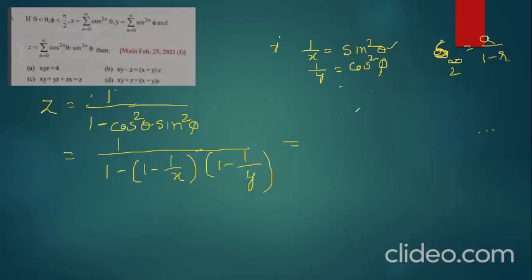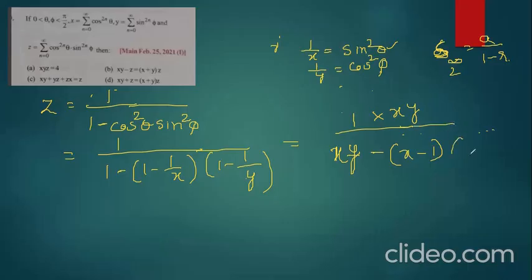Here you are getting 1 by 1 minus xy, so I am sending that xy to the top. And here xy you are getting, no doubt, xy. And here xy minus, okay, minus here. This is going to be x minus 1, and this is y minus 1. So xy by xy minus x minus 1 into y minus 1.